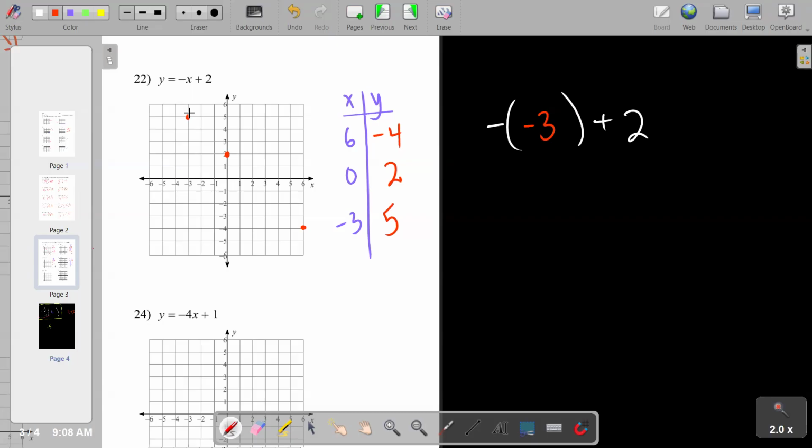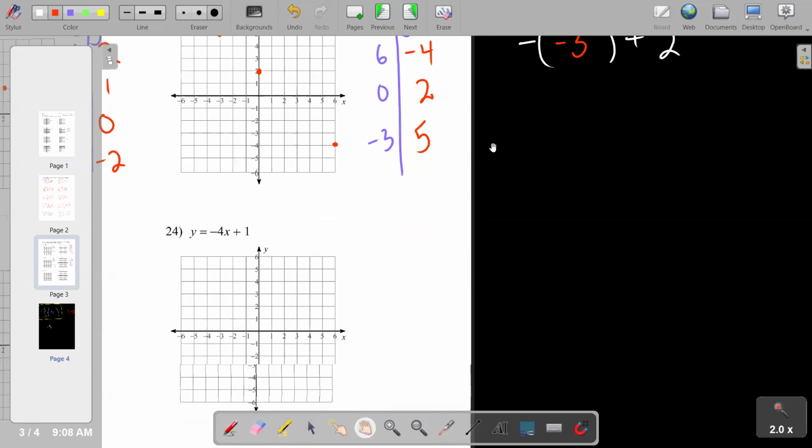If you get 3 points that are in a line, the chances of them being wrong is pretty slim. You'd have to make the same mistake like two or three times. So, all right, 2 more problems.